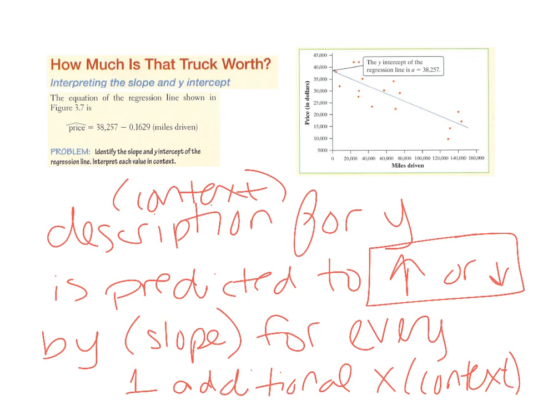You describe y in context. You say is predicted to. You choose to go up or down by whatever the value of the slope is for every one additional x in context. Okay, we do a lot of this in the second semester, and we're going to practice it more in the first semester now, working basically on sentence stems so that we say the same thing over and over again and won't mess it up.